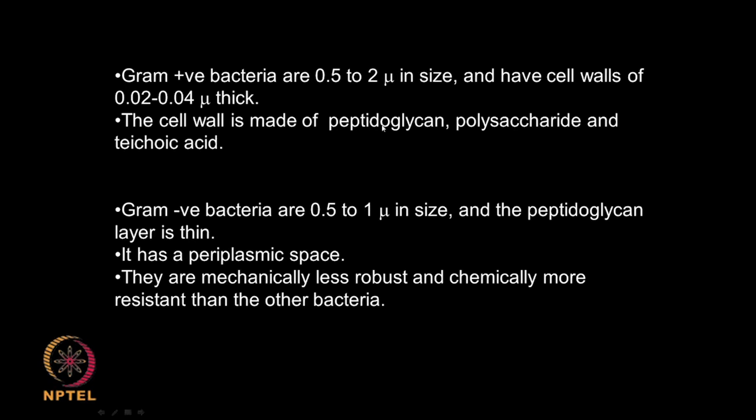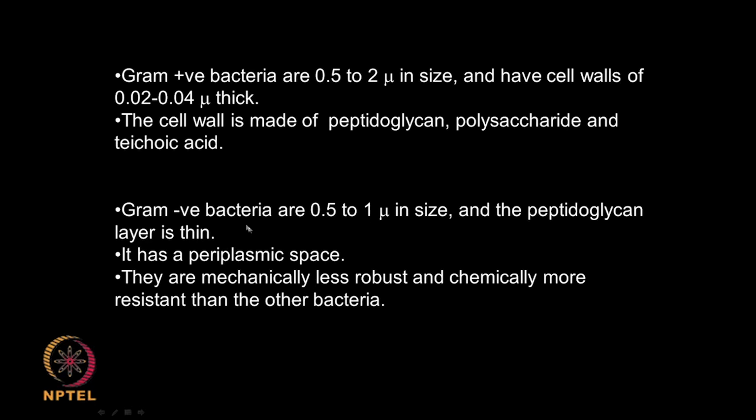Gram positive bacteria are generally 0.5 to 2 micron in size and they have quite thin cell walls, 0.02 to 0.04 micron thick, and the cell wall is made up of peptidoglycan, which is a polysaccharide. If you take gram negative, they are much smaller, 0.5 to 1 micron in size, and the peptidoglycan layer is very thin. It has a periplasmic space, and on top of that there is an LPS membrane also. They are mechanically less robust, but they are chemically more resistant than the other bacteria.